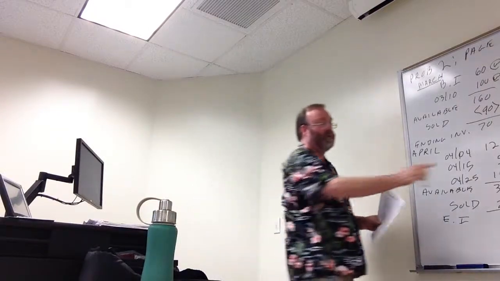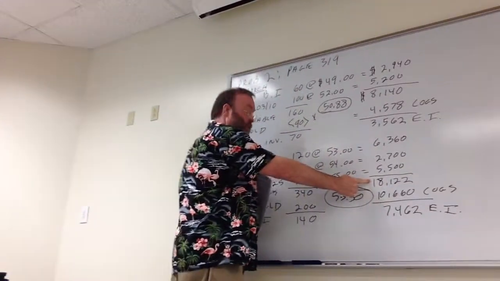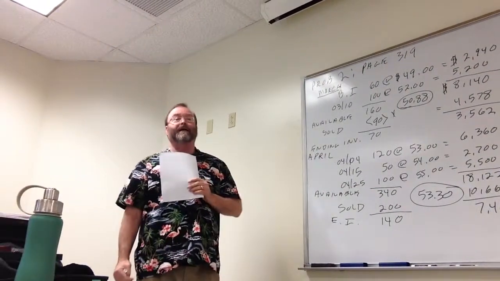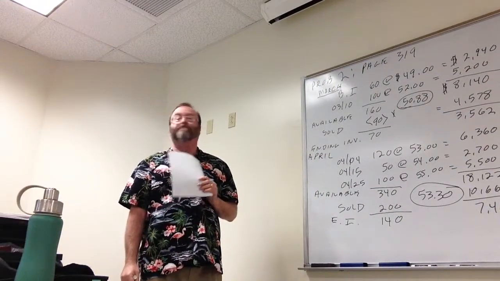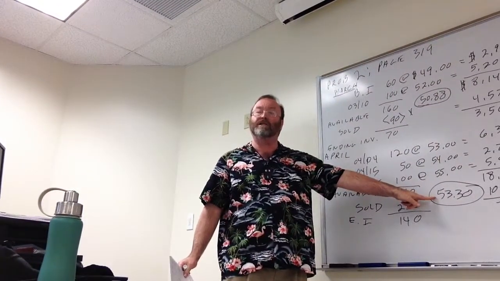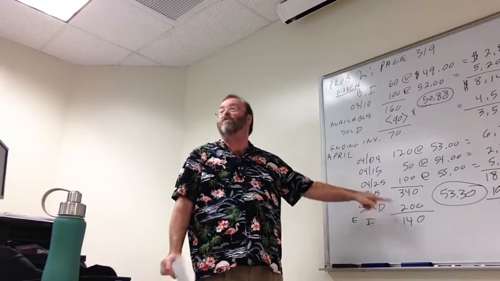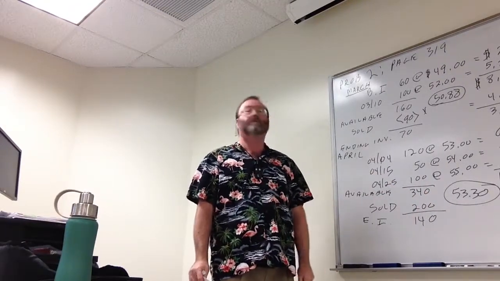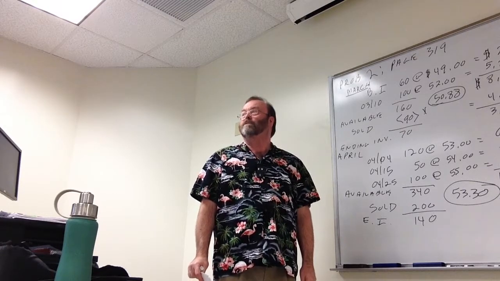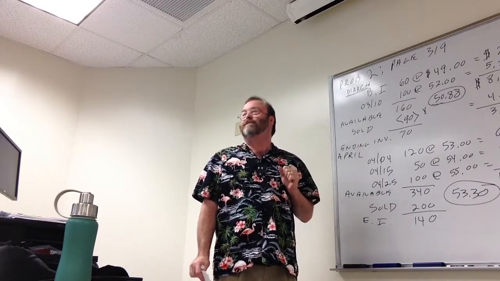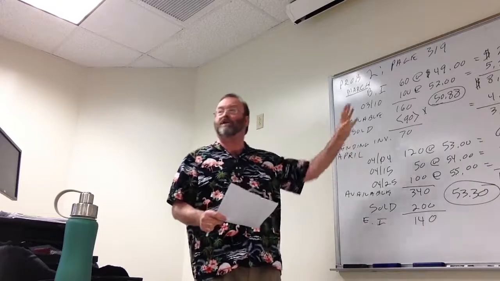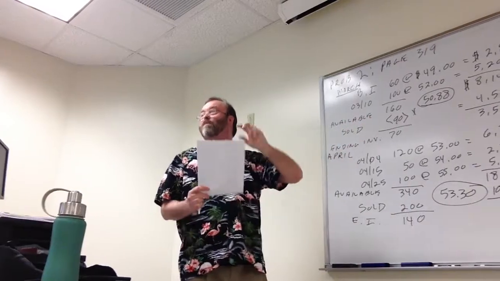I divided the 18,122 by the 340 units. Yep, that's it exactly. And the 10,660, I multiplied that now $53.30 times the 200 that I sold. Is this making sense? Because I want to make sure you got this before I move on to FIFO.